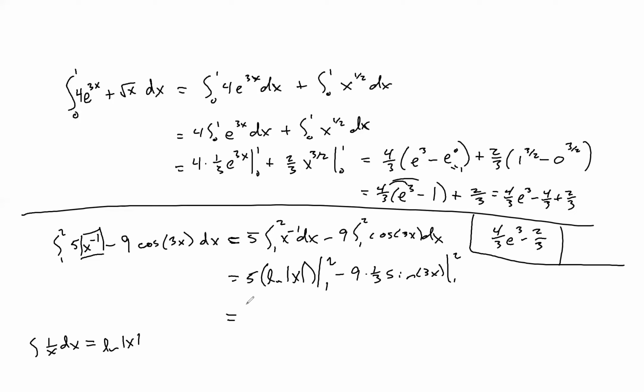And then finally to finish, we just plug in our x values and subtract. So I've got 5 times the natural log of absolute value 2. Notice here 2 is a positive number, so we don't even actually need those absolute values in this case. Minus natural log absolute value 1. I'm going to go ahead and simplify this 9 times 1/3. That's 3. So I've got 3, and then I'm going to do sine of 3 times 2, so it's sine of 6, minus sine of 3 times 1, I'm plugging 1 in, so that'd be sine of 3.